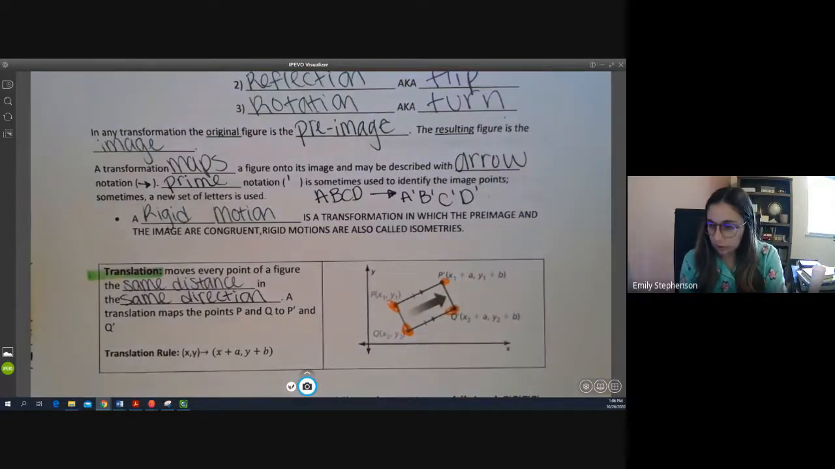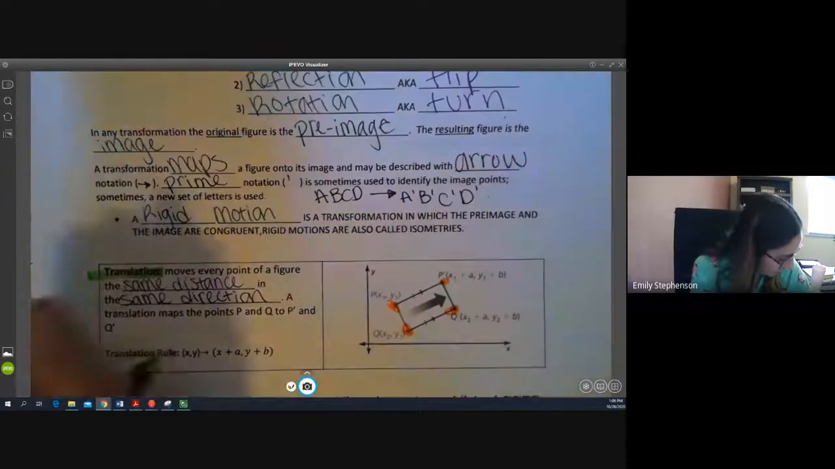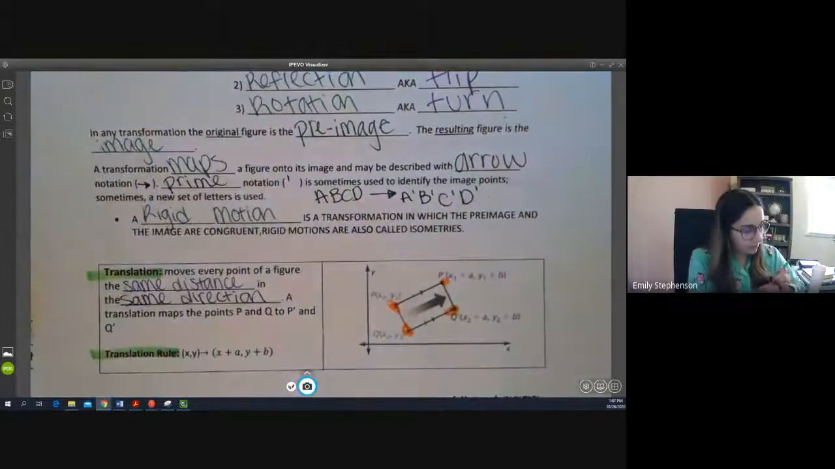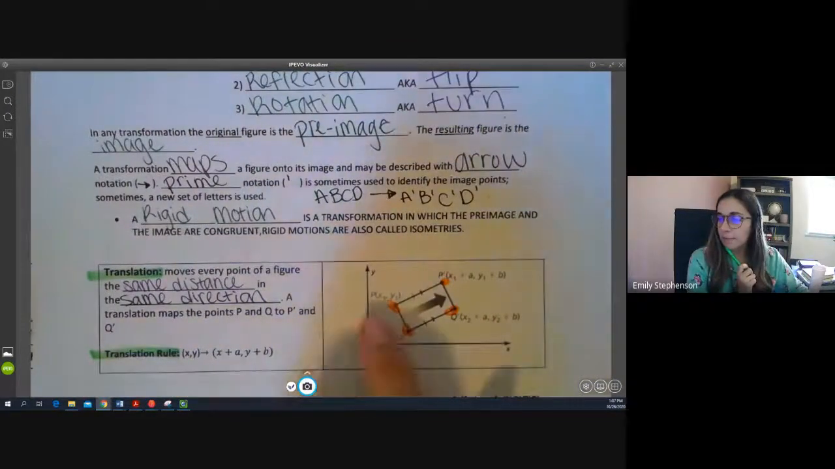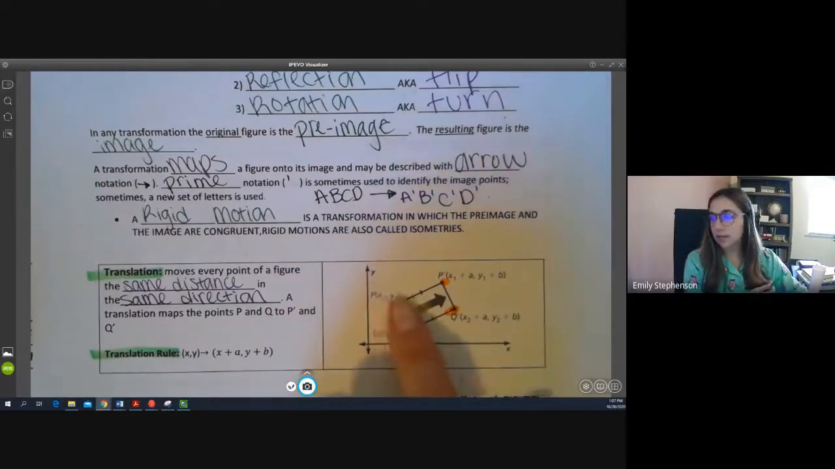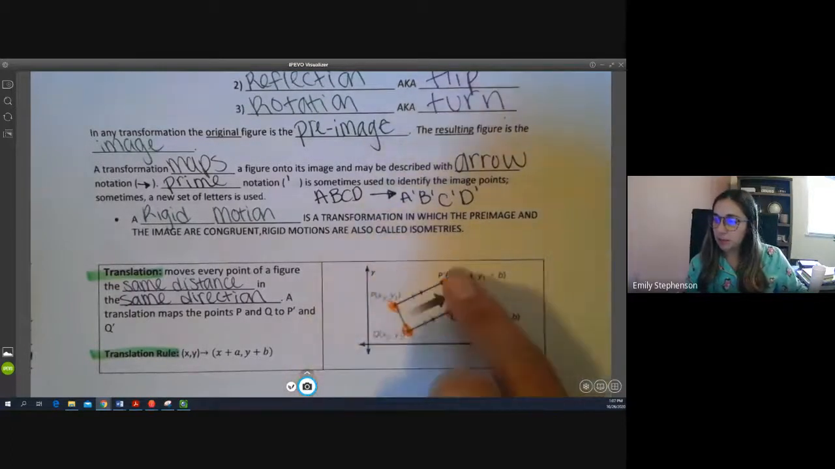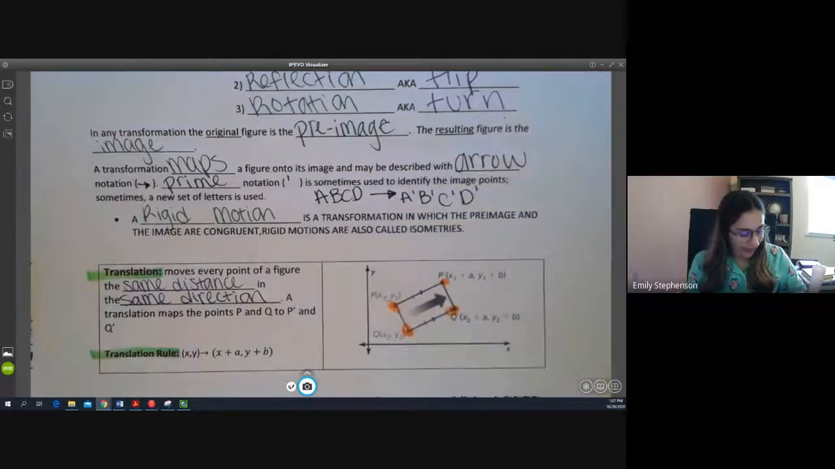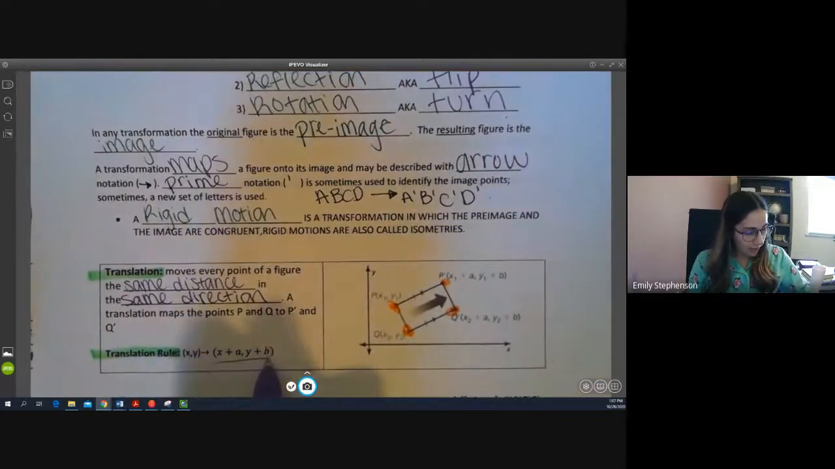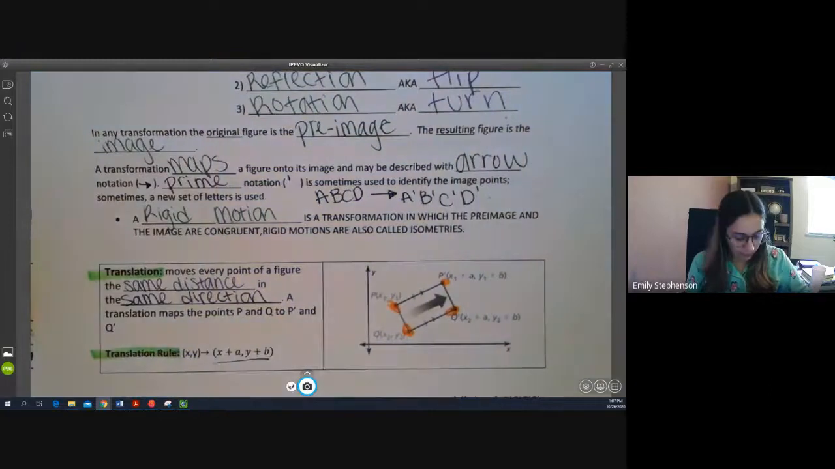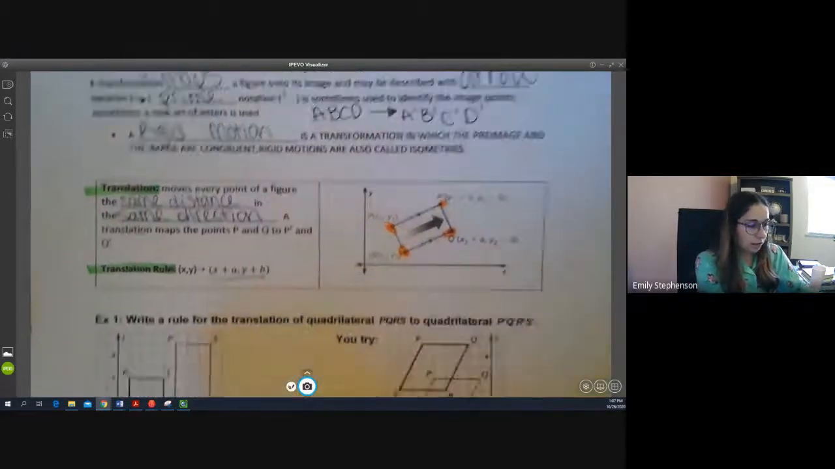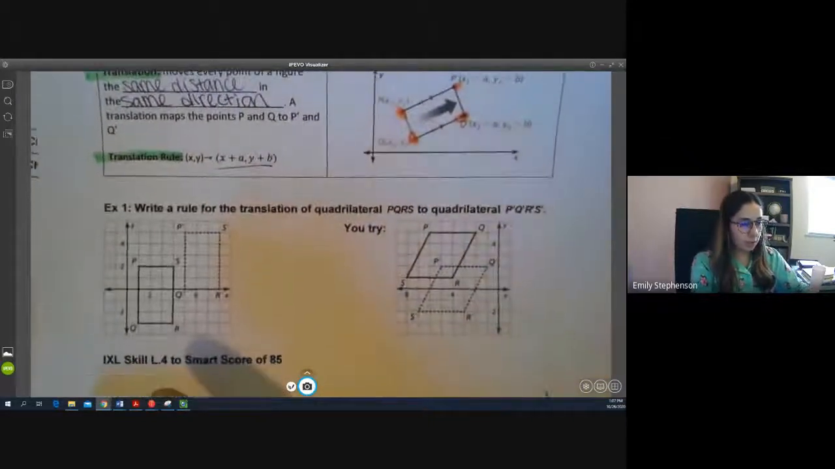The translation rule looks like this. So you start out with X, Y. So P and Q were just points on the coordinate plane. They had some XY location, like 2, 3, 1, 4, whatever it was. And then to move it to P prime, we added some value A to X and some value B to Y, and that's how we moved it on the coordinate plane to get that new image.